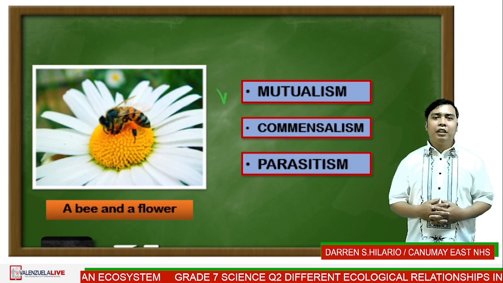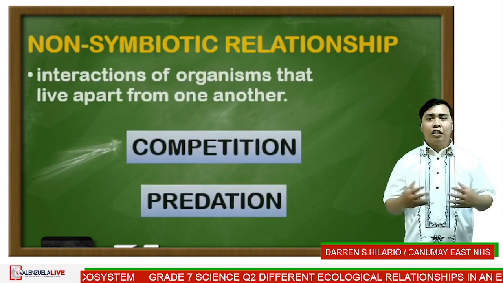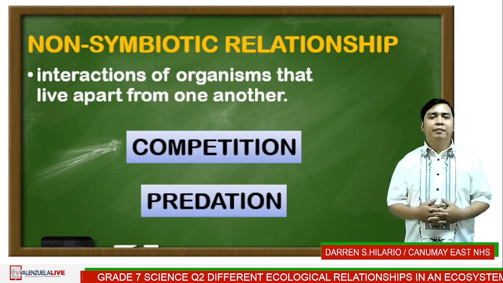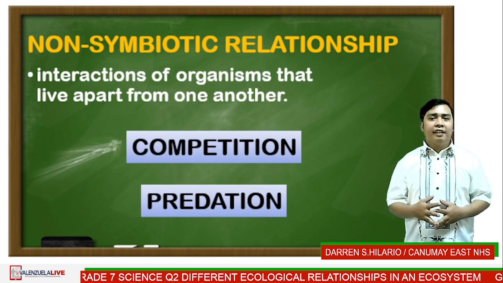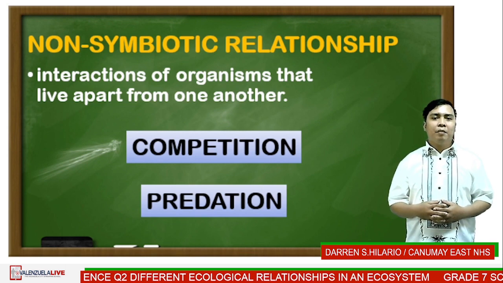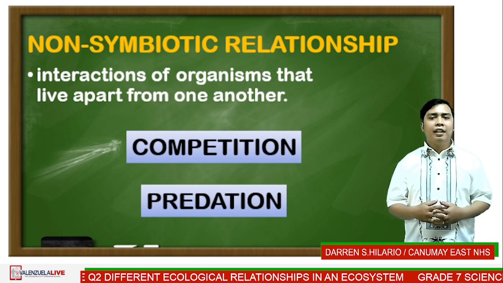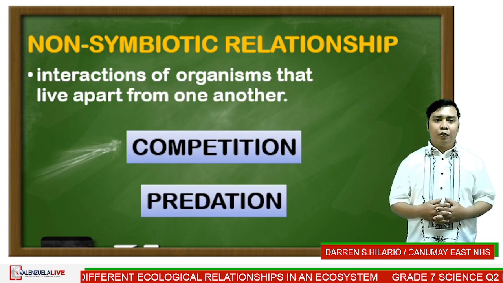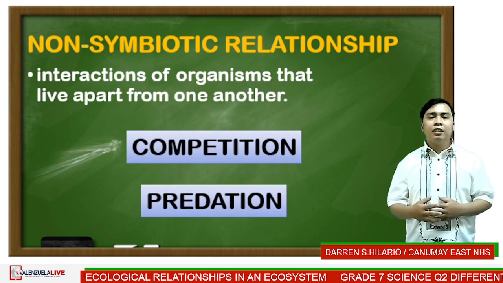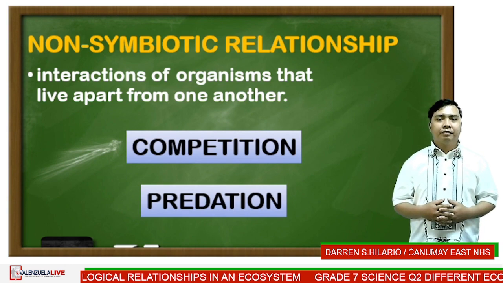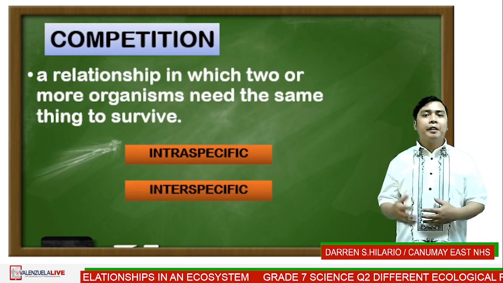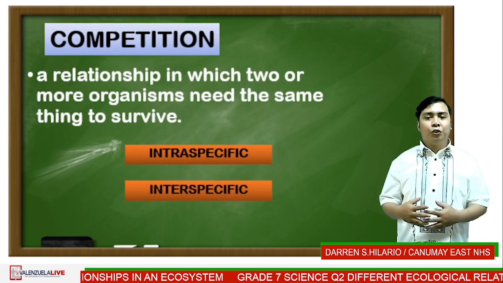Aside from the symbiotic relationships that we have discussed, there are also other types of interactions that happen in our ecosystem. These are called non-symbiotic relationships. Non-symbiotic relationships are interactions of organisms that live apart from one another. Examples of non-symbiotic relationships are competition and predation. Competition is a relationship in which two or more organisms need the same thing to survive.